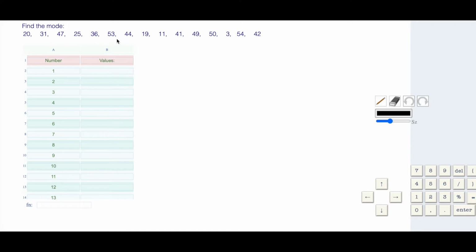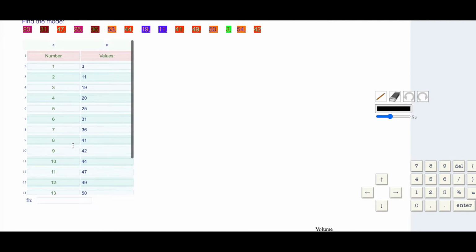Sometimes it can be confusing, or you can have a lot of values. So in which case, I'm just going to order them because it's going to make it easier. So I'm going to start with 3. Then we have 11. We have a 19 there, and then 20. So we have a 25. Any other 20s? No. Any 30s? Yep, I have 31, 36. And then in the 40s, I've got 41, then 42, then 44, 47, then 49, then 50. Then 53, then 54. We're looking for the one that comes up most often, right?